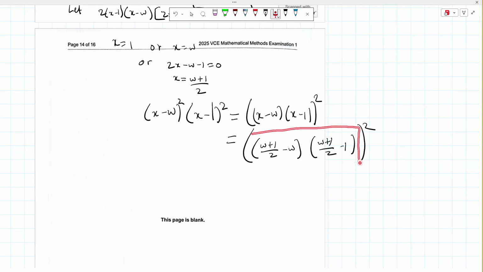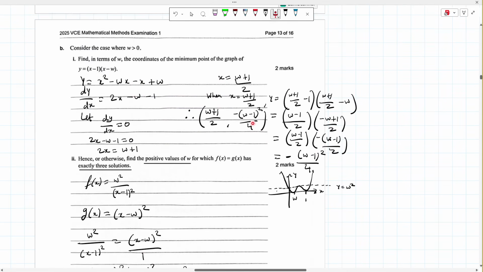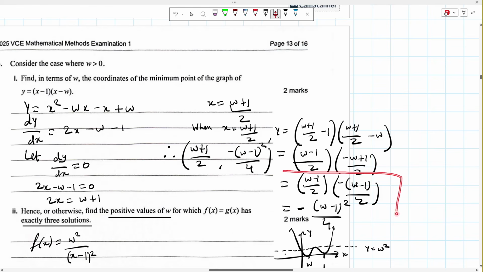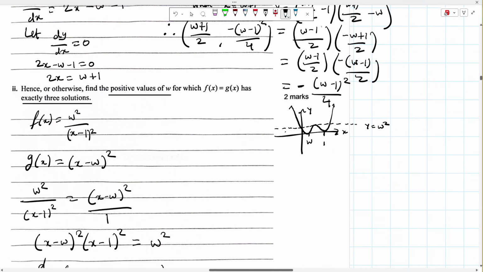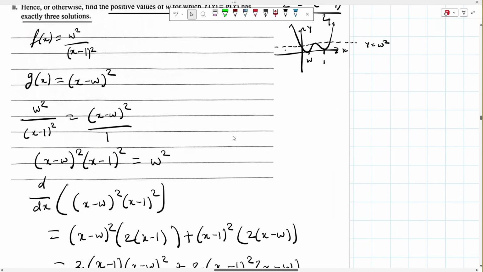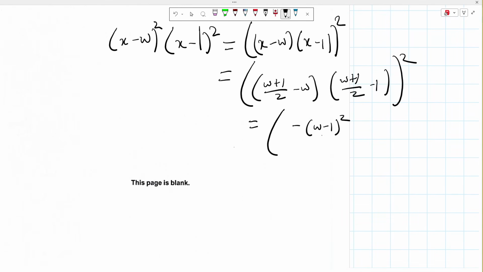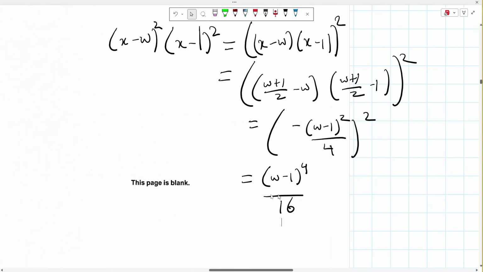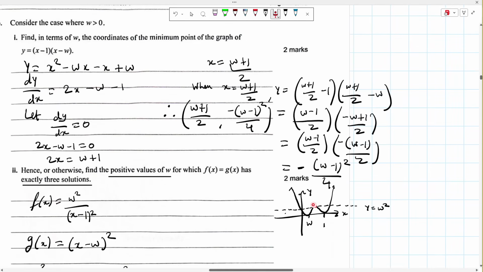Didn't we already find this value in the previous part of the question? We already found this right here. That was equal to negative w minus 1 squared over 4. And then you're going to square the whole thing. That's going to give us w minus 1 to the 4 over 16. Yep, this is the y value of the local maximum.